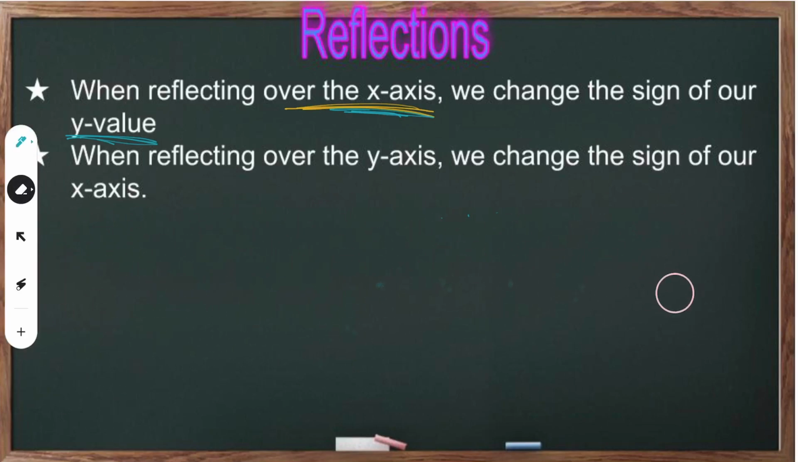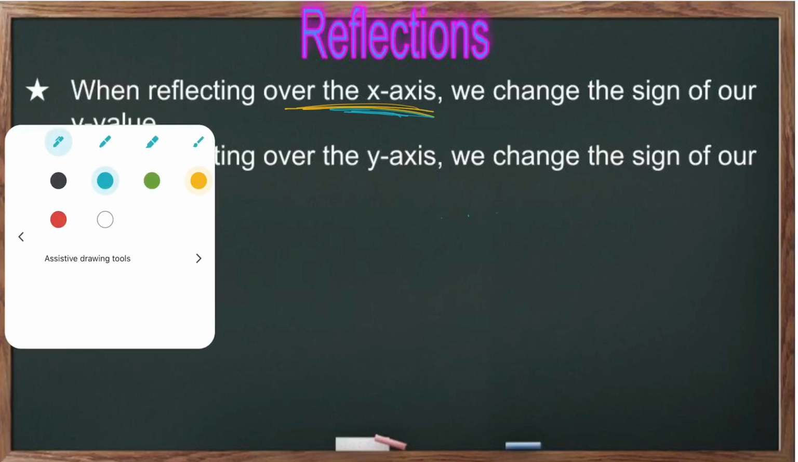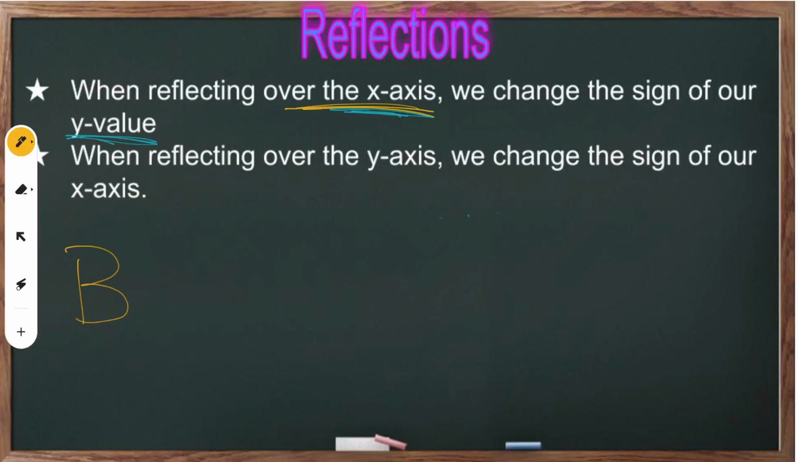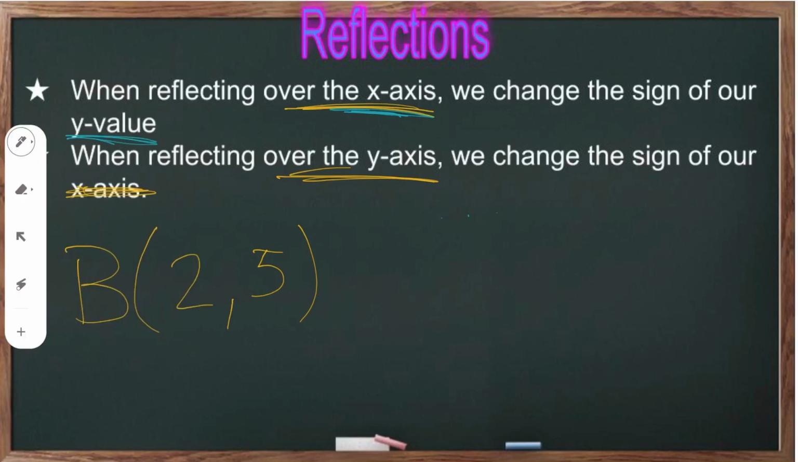Say we have the point B, which is at the coordinate (2, 5). And I want to reflect it over the y-axis. This bullet point says when reflecting over the y-axis, we change the sign of our x value. Oh my gosh, classic Price.